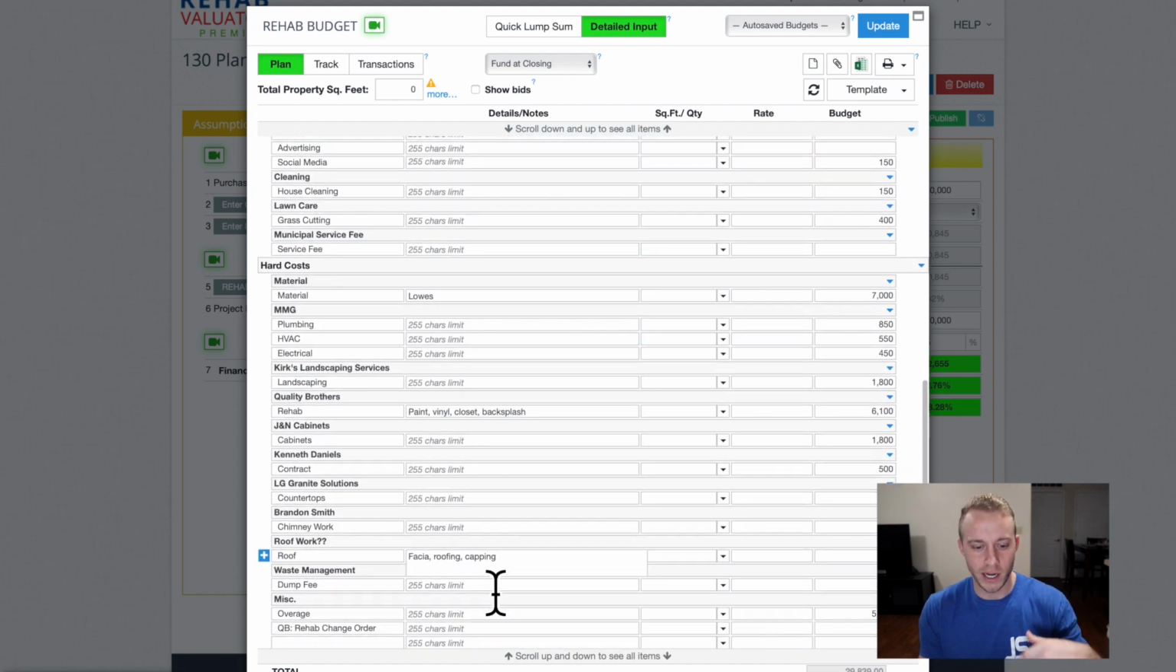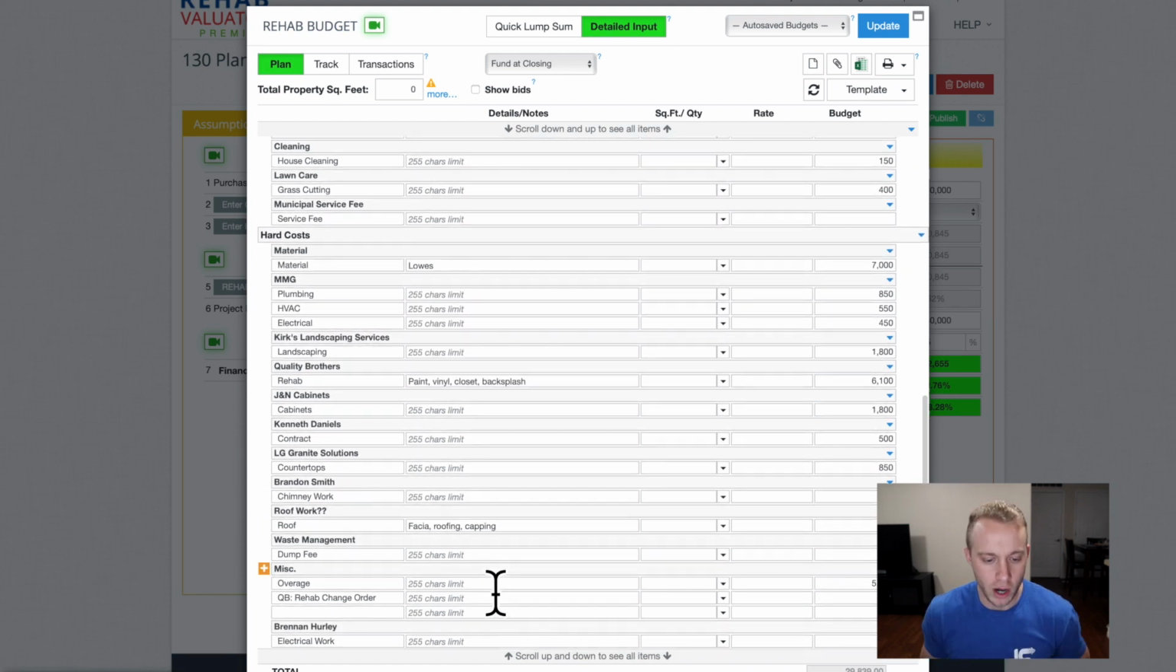So lawn care, cleaning, all these change depending on things like the season. You may need $500 for the house if you bought it in the summer. You may only need $100 if you bought it in the winter. Hard costs, let's jump into that. This is things like material and our contractors.